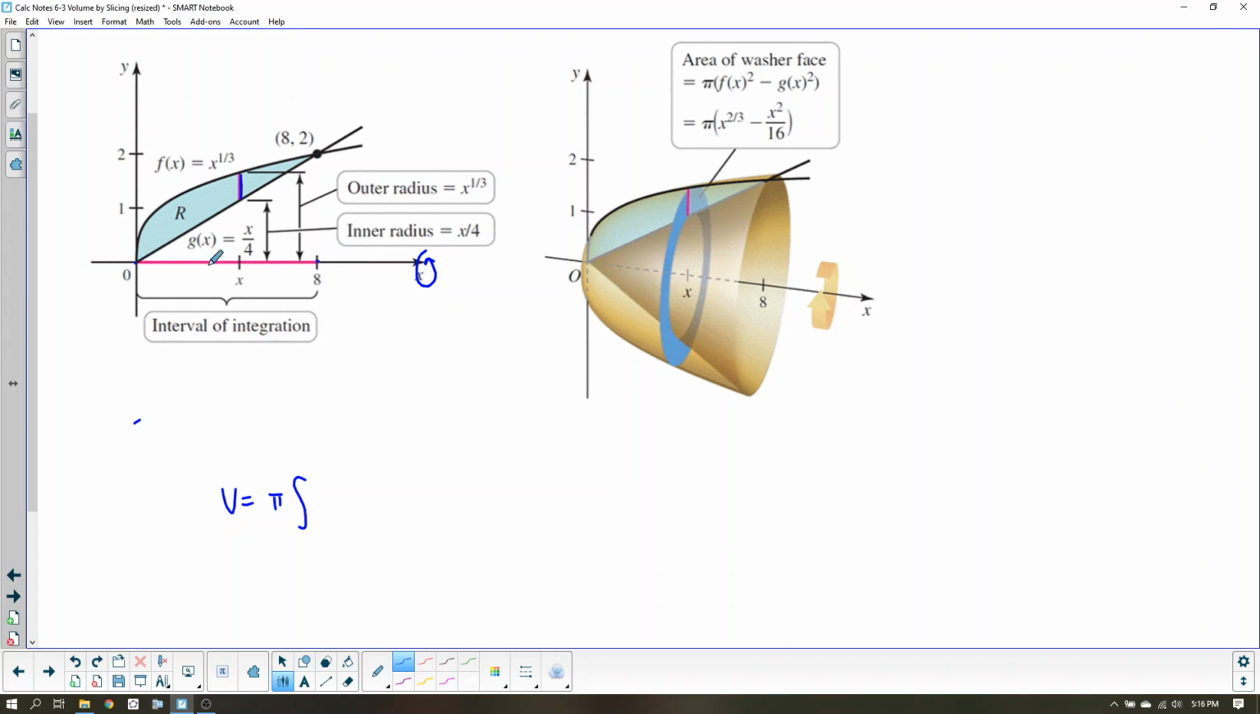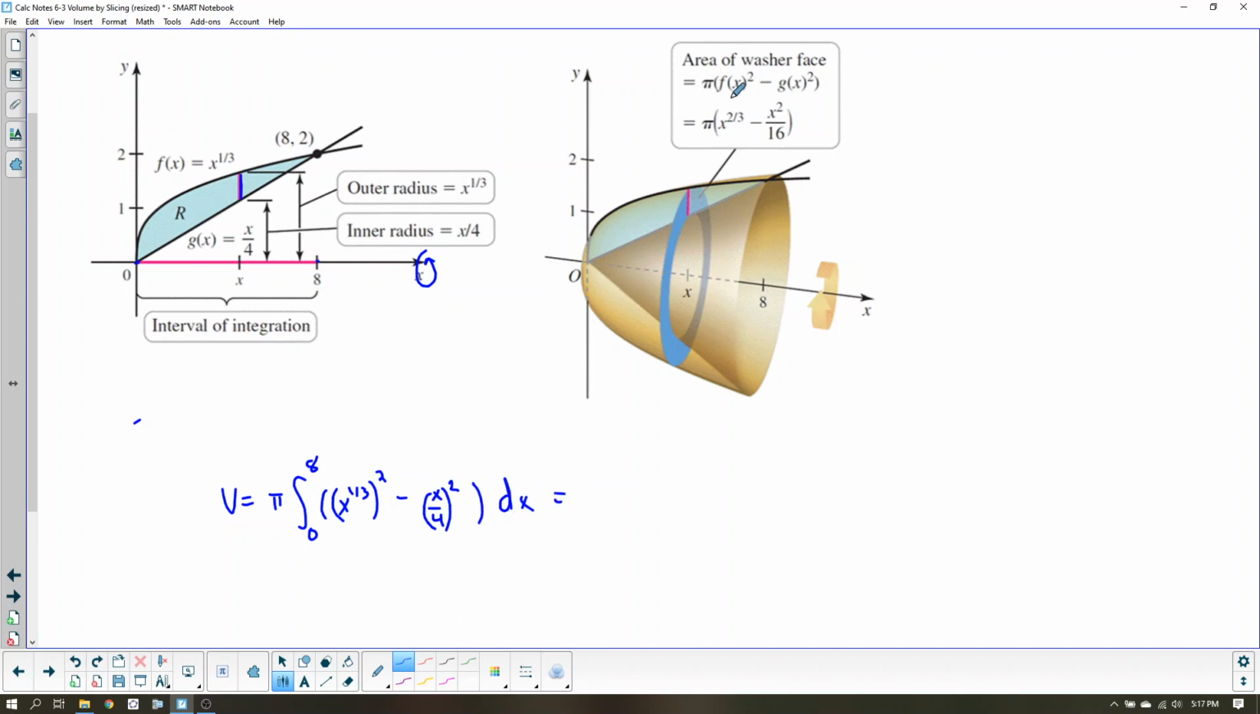Notice the limits of integration changed. Previous one we integrated from 0 to 2 when we were rotating about y. On this one, since we're rotating it about x, we're slicing it up along the x-axis. Limits of integration are from 0 to 8. And then outer radius, this one will be the outer radius, so x to the 1/3 squared, minus inner radius, which would be the g of x, so x over 4 squared, and then this time dx.